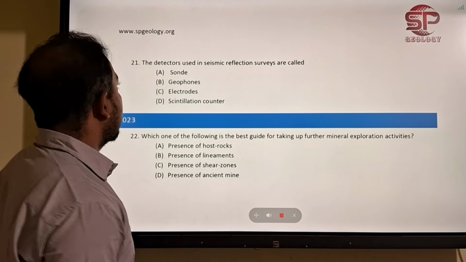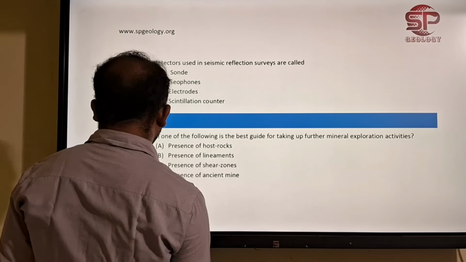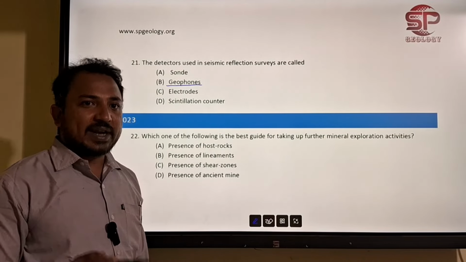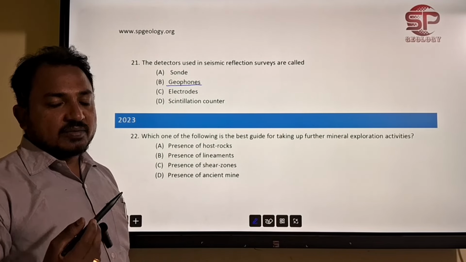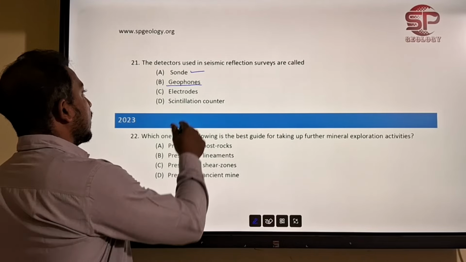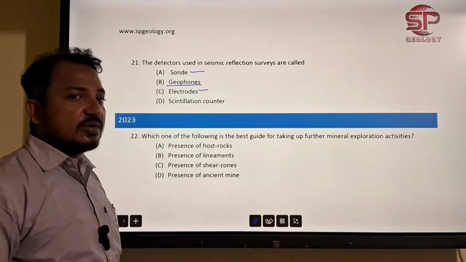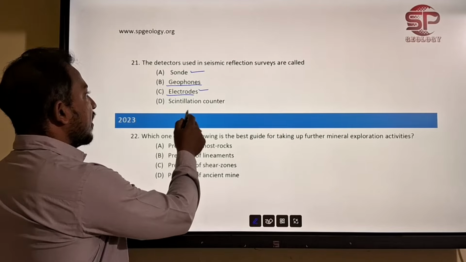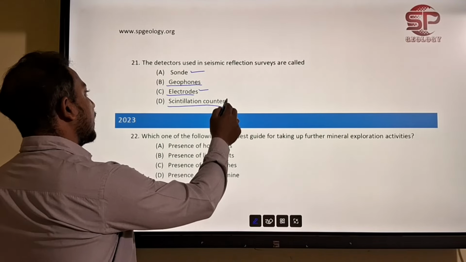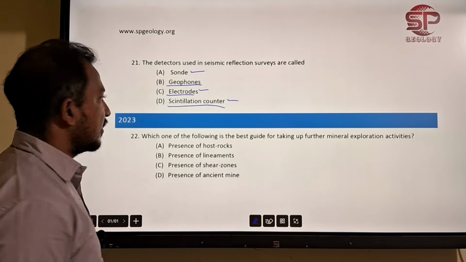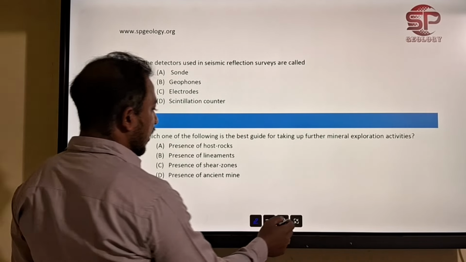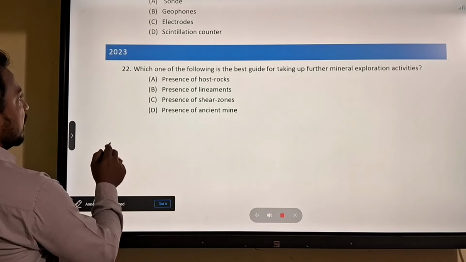So come to the next question, the detectors used in seismic reflection survey. In seismic reflection survey, we use geophones to record the vibration during propagation of the seismic wave. Then electrodes are used in the resistivity method, and scintillation counter is used in radiometric exploration. Remember, this sonde is not for sounding, it is used in borehole well logging. Okay, so next question.